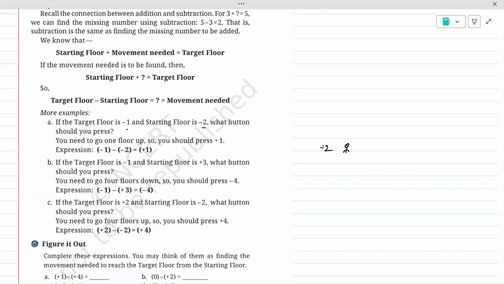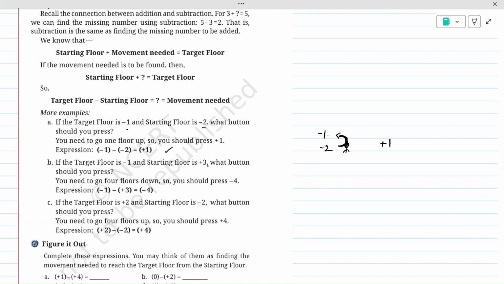So -1 will always be greater than -2, it will be above it. I have to reach here. So that means I have to take one step, but this one step will be plus or minus. It will be plus because I am moving up.